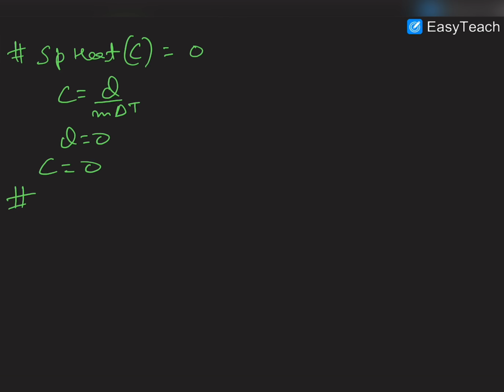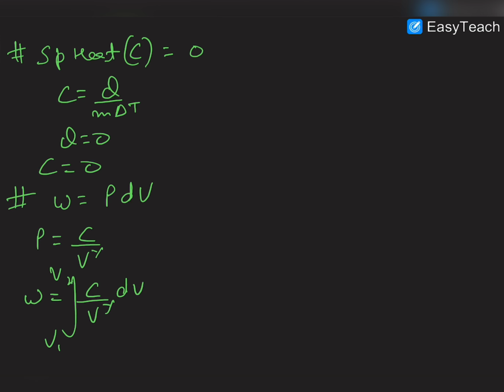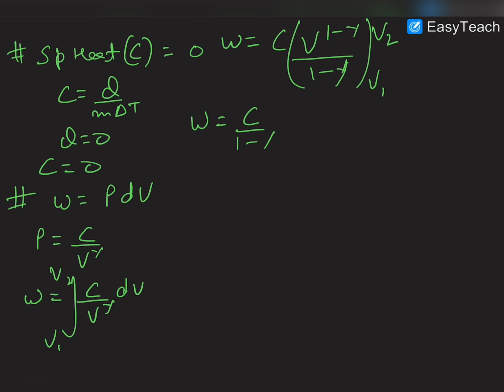Now if we check the work done in adiabatic process, so work done, again we write it down as P dV, and now we know that P is equal to some constant C upon V to the power gamma. So work done will be equal to integration of C upon V to the power gamma dV, limit would be from V1 to V2, and this would be equal to C is common, and integration of 1 upon V to the power gamma will be V to the power 1 minus gamma upon 1 minus gamma. Okay, and the limit would be from V1 to V2. So work done will be equal to C upon 1 minus gamma, and this would be V2 to the power 1 minus gamma minus V1 to the power 1 minus gamma.